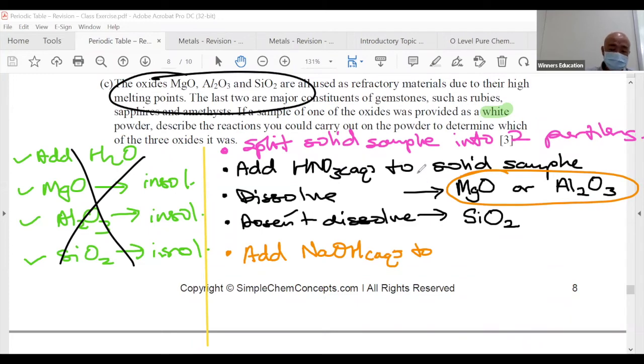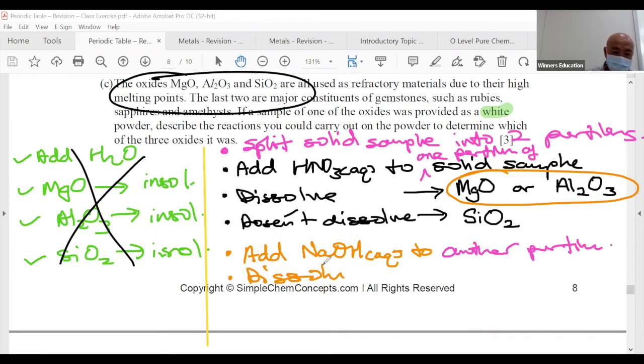So I will add, in inverted V, nitric acid to one portion of the solid sample. No basic can know inverted V in the exam. My geography always inverted V. Or squeezing keywords. All right. Then this one add to the other portion. And therefore, we can solve it already. So either it dissolves or it doesn't dissolve.